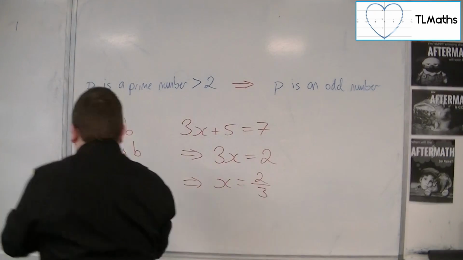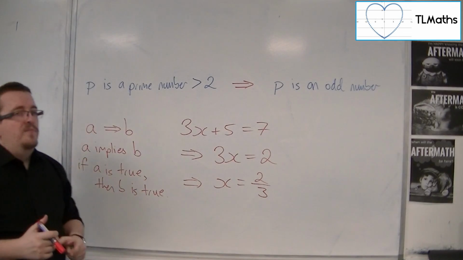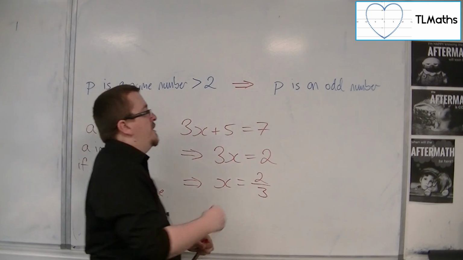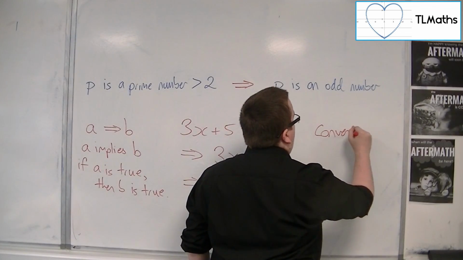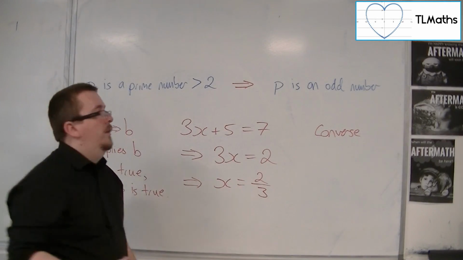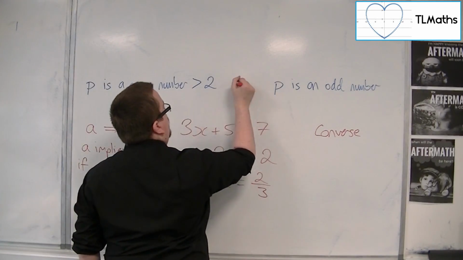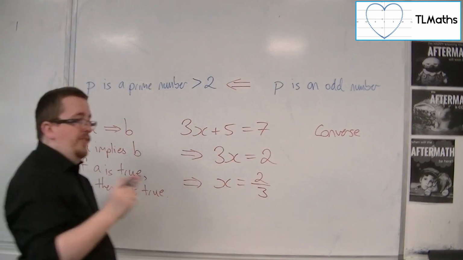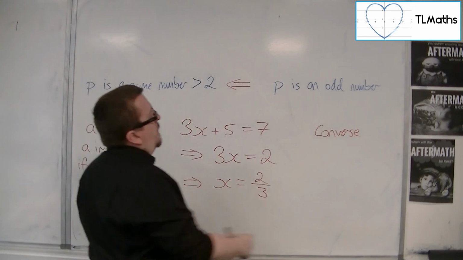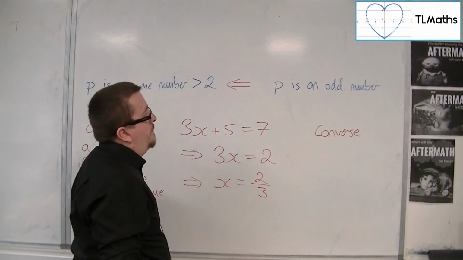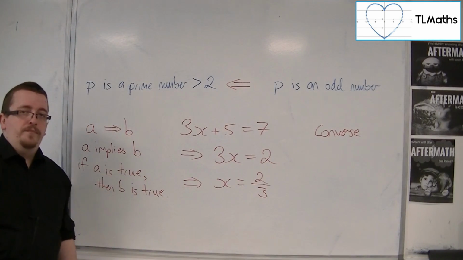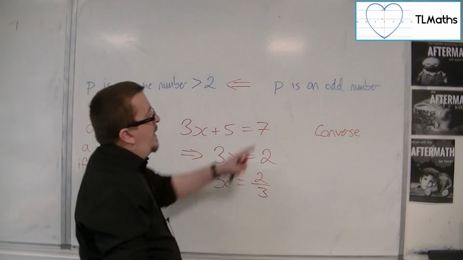Now, what's interesting is then to think, well, is the converse true? What I mean by converse is if I change the direction of the arrow, so if I now draw the arrow going this way, does this still make sense? If P is an odd number, does that then mean that P is a prime number greater than 2? So P is an odd number.